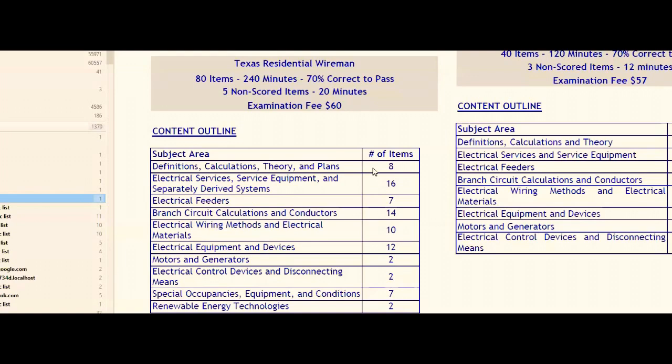Motors and generators, there's 2 questions there, probably 1 of each. And then control devices and disconnect means. Don't forget, breakers fall under that line that's electrical equipment and devices, because a breaker is a device after all. More so than anything else, it's considered a device. So any breaker related questions would fall under that category.